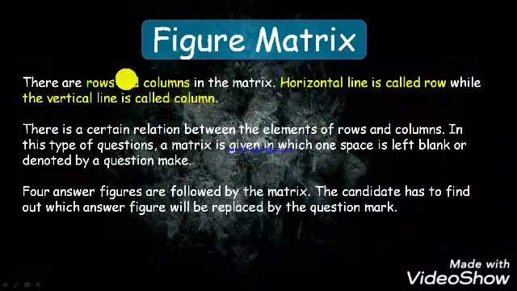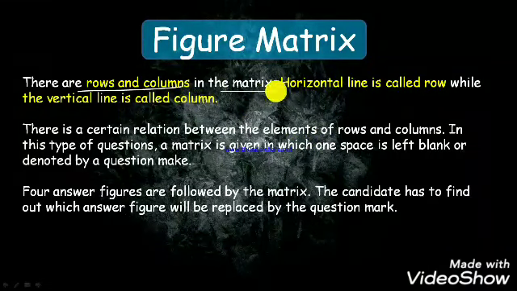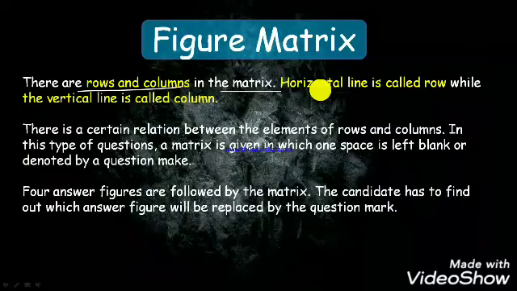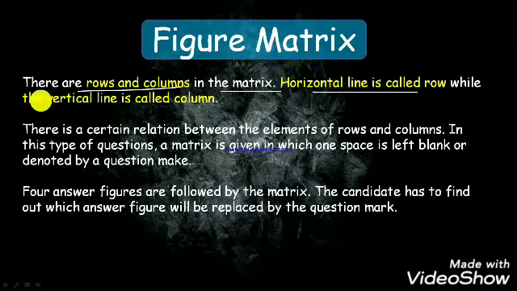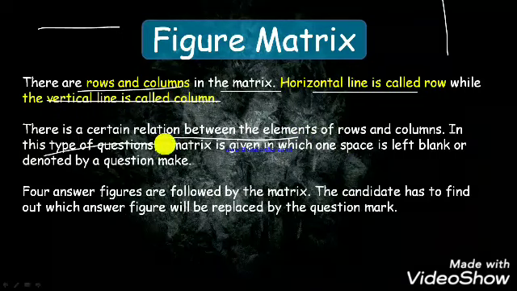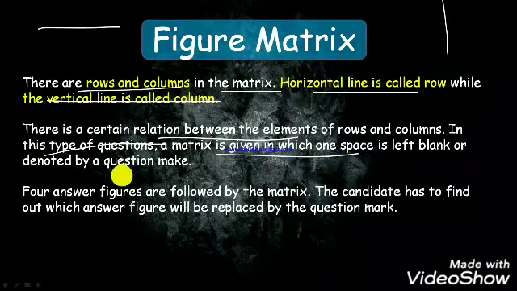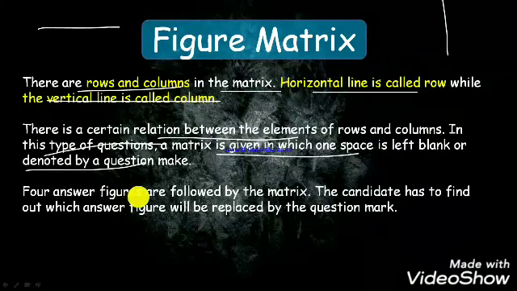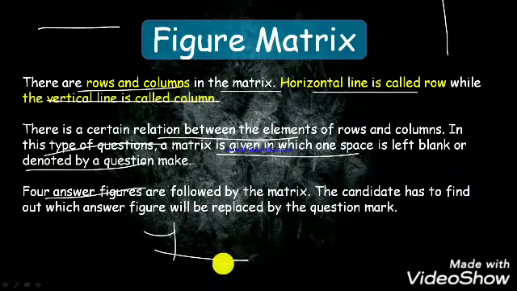Now let's talk about figure matrix. There are rows and columns in the matrix that you will see in the question. The horizontal line is called a row while the vertical line is called a column. So the horizontal row will look like this and the vertical will look like this. There is a certain relation between elements of a row that you will see in the question. In this type of question, a matrix is given in which one space is left blank, denoted by a question mark. Four answers will be given and you have to choose the right one.